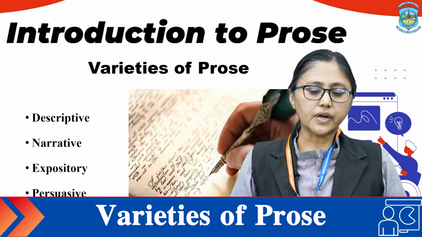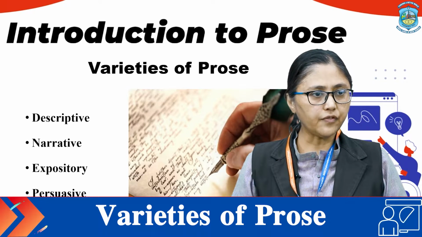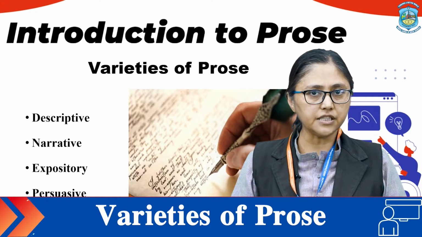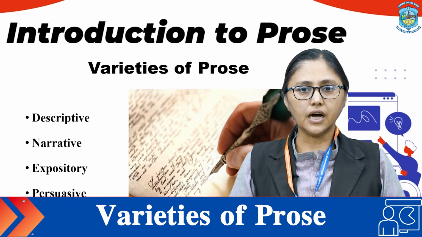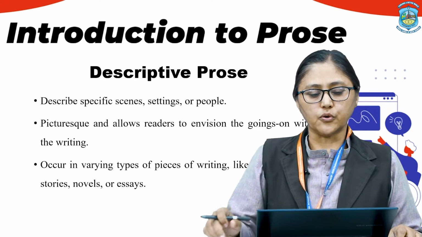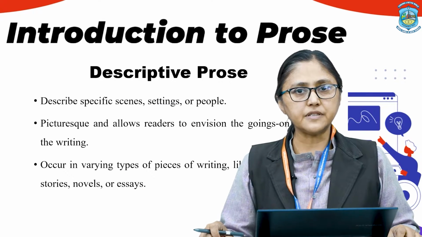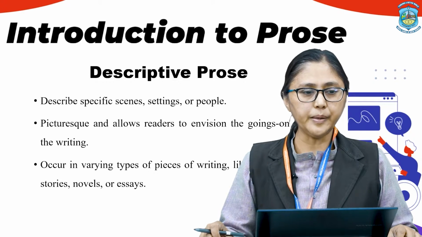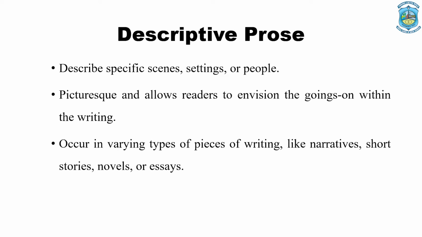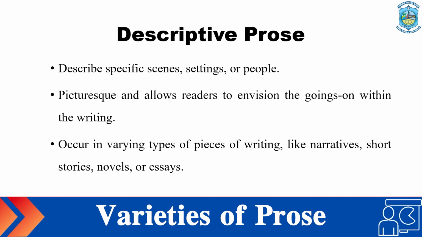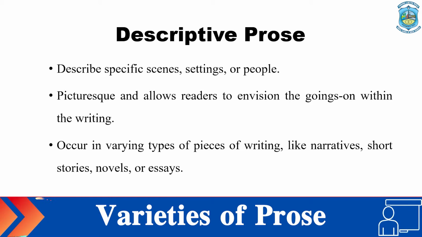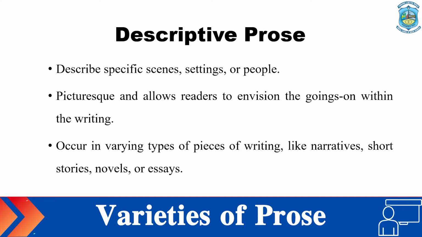Next we move to varieties of prose. We have got 4 varieties of prose: descriptive prose, narrative prose, expository prose and persuasive prose. Descriptive prose describes settings, scenes or people, and the writer vividly describes the scene in such a manner that the readers visualize the goings-on within the writing.